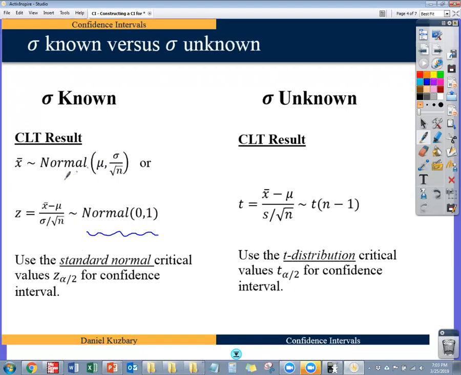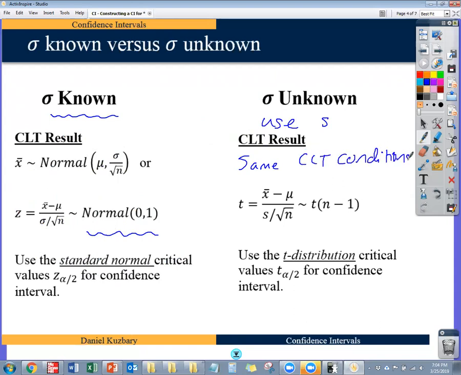So when we know what sigma is, we can do all this stuff. We use the standard normal critical values for a confidence interval. That's what we do when we know what sigma is. When we don't know what sigma is, we have to use S instead of sigma. It changes the central limit theorem result a little bit. So we have the same conditions, which I didn't write down.